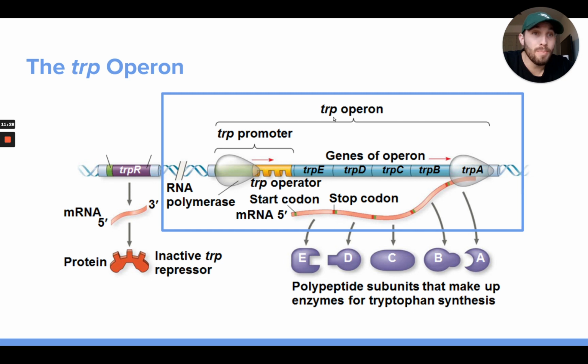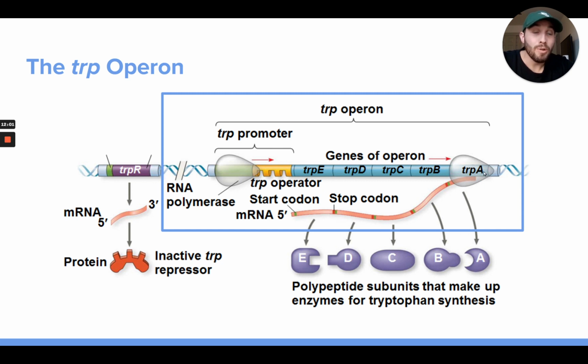This is called the trp operon because it controls the trp genes. These are the 5 trp genes that build the enzymes that are going to be used to build tryptophan in the cell. And hopefully it'll make sense in a moment why this operator is thought of as an on-off switch. There's a repressor protein that's able to bind to this operator. And when the repressor protein binds to this operator, RNA polymerase will be blocked from transcribing these genes.